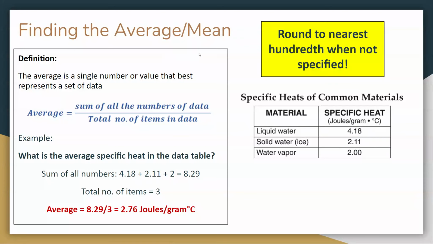So, the equation, and you should write this down in your notebook, is the average of a number or the mean of a number is the sum of all the numbers of the data divided by the total number of items in the data. For example, if I asked, what is the average specific heat in the data table?